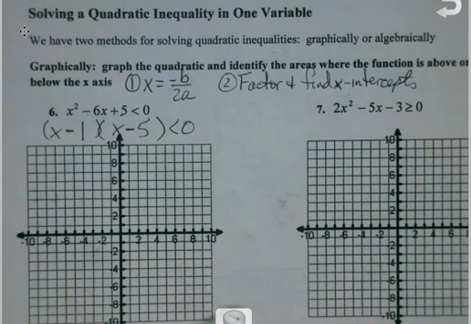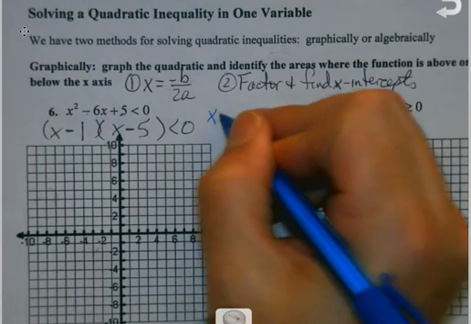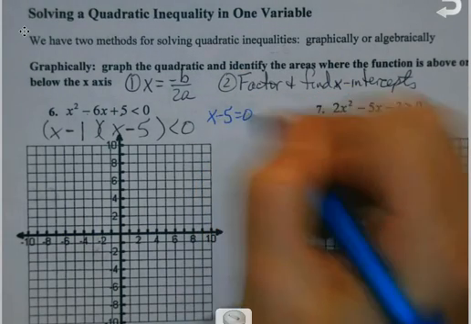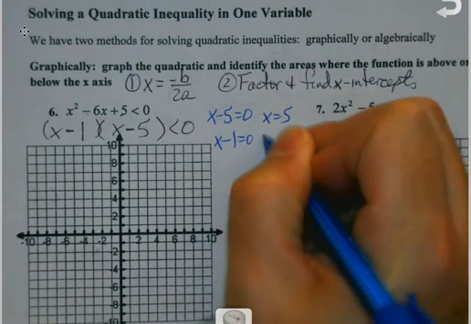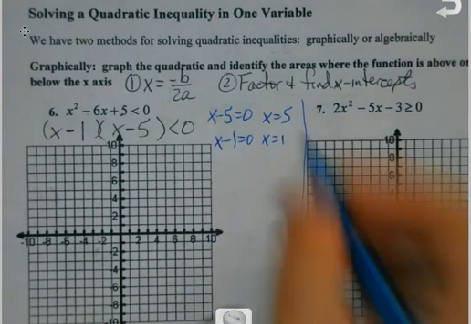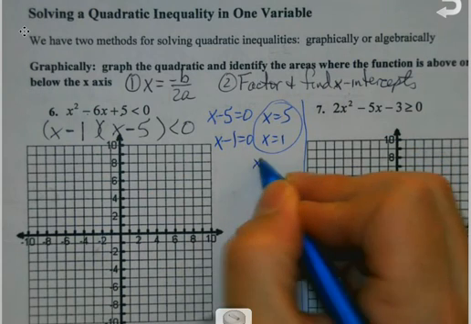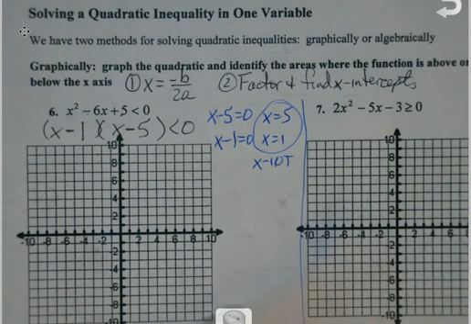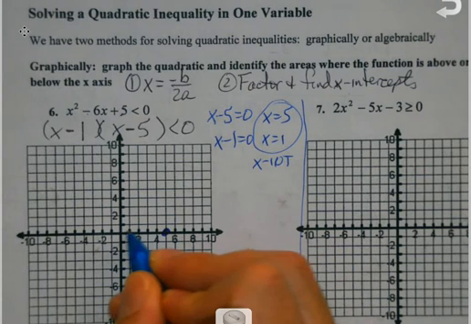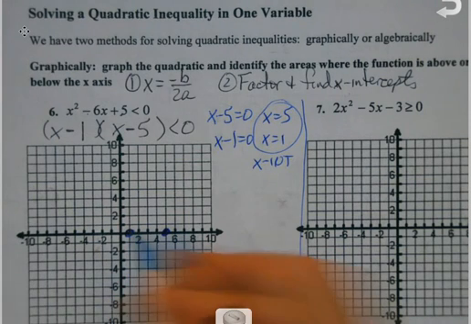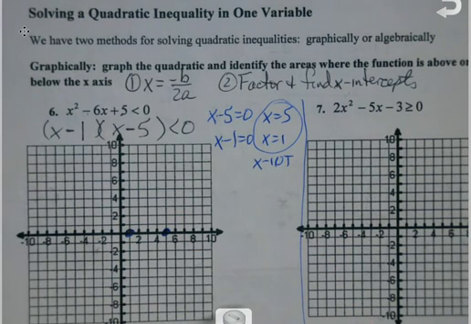And again, I'm finding zeros, so I take each of those sets of parentheses, set them equal to 0, and solve them. These are my x-intercepts. So they're going to be the dots right on the x-axis. Okay, there's 2 of my 3 dots.